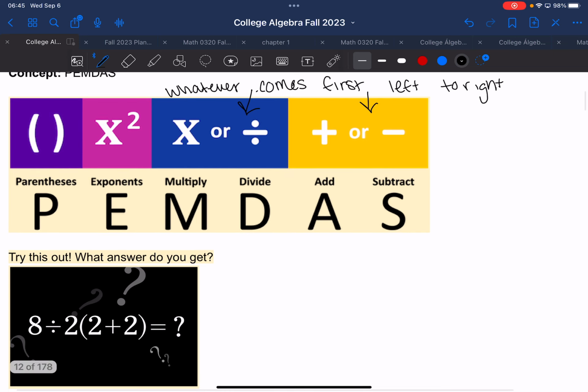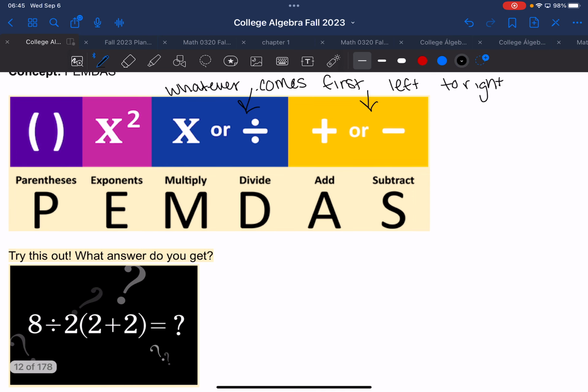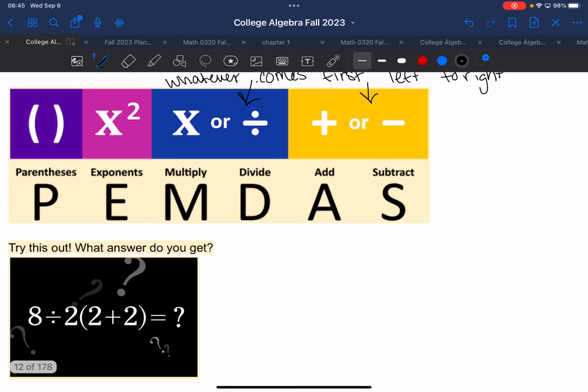Okay. So go ahead and try out that problem there. So let's try this out. What answer do you get? So it's 8 divided by 2, parentheses, 2 plus 2, close parentheses. Give you guys a few seconds to do that. I'm just going to rewrite it off to the side. Okay, once you have your answer, just go ahead and shout it out.